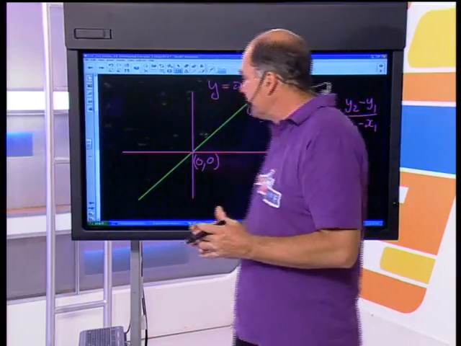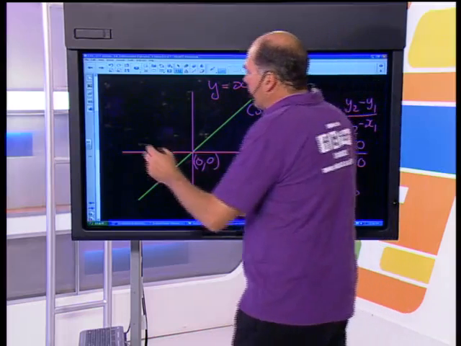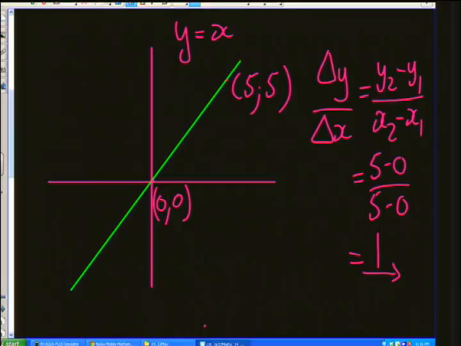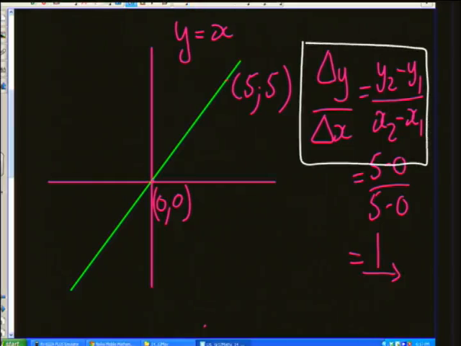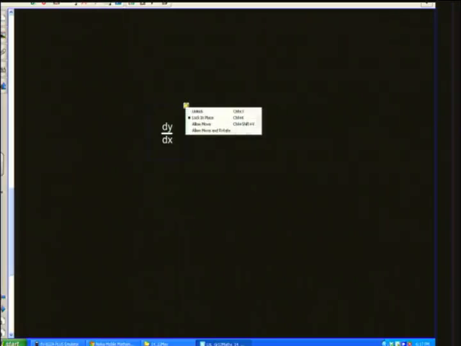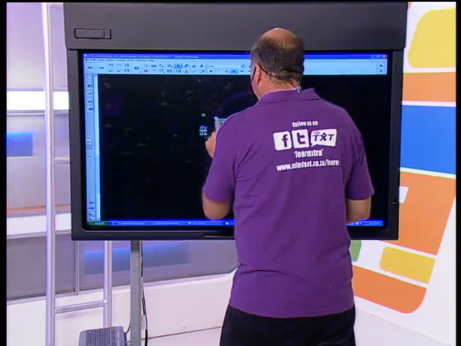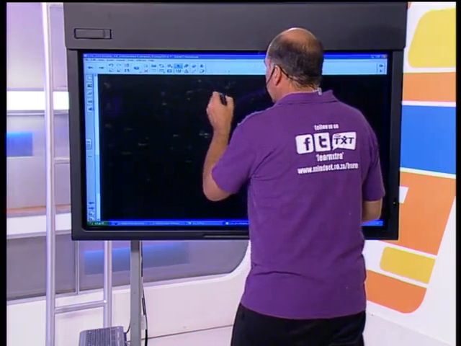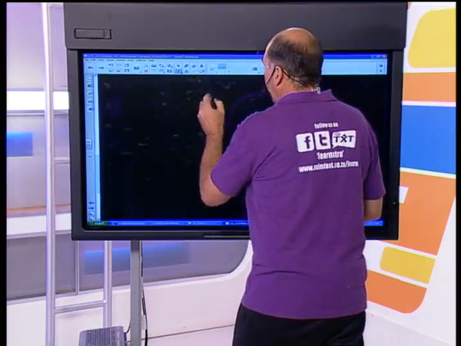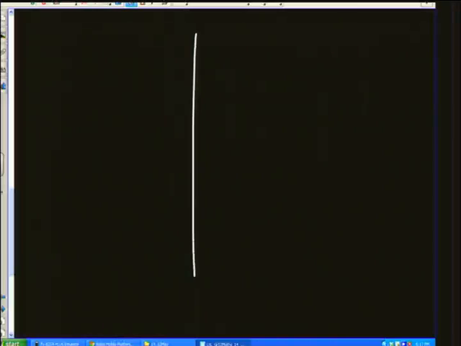How are we going to work out gradient at a point? Well, that's exactly what calculus helps us do. Remember this formula, the gradient formula, but we're going to apply it to a curve. I want to just take that off for the minute and throw it away, because let's just take a picture now of a curve.